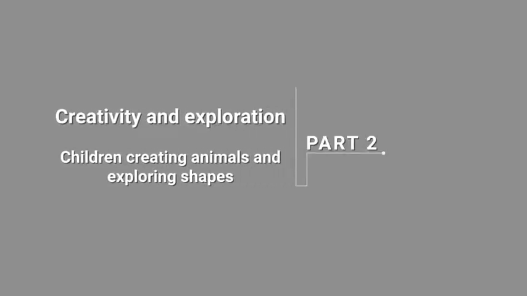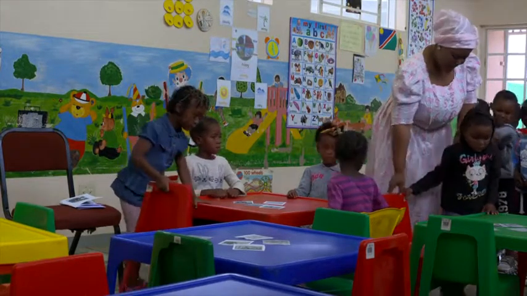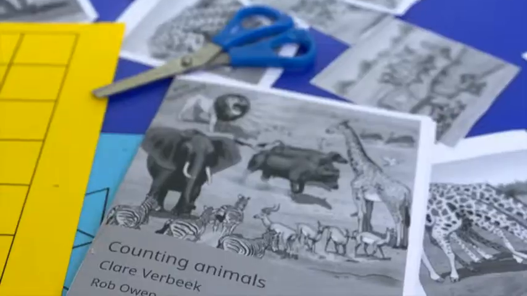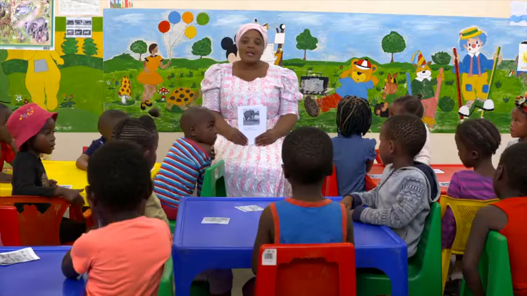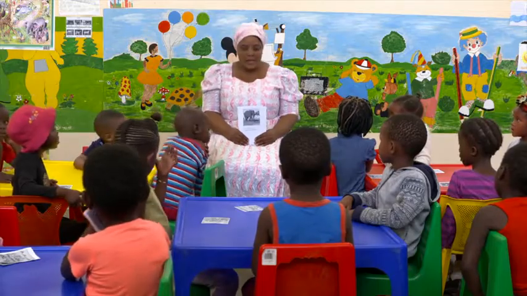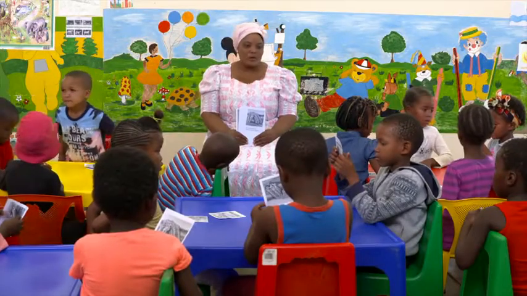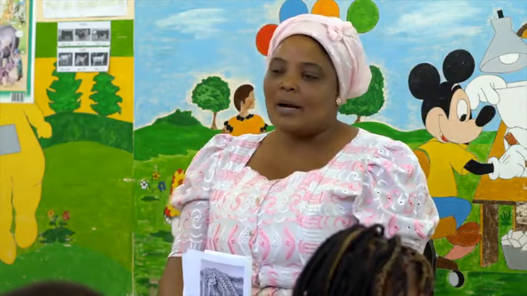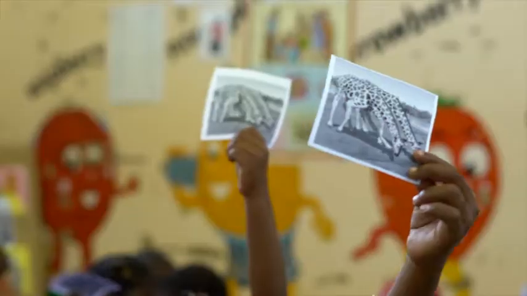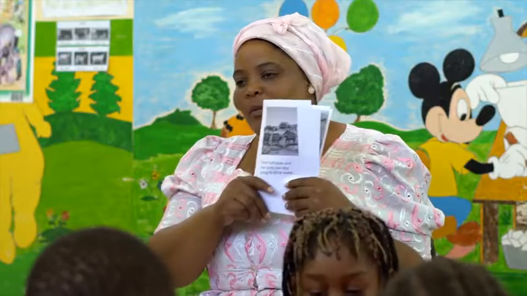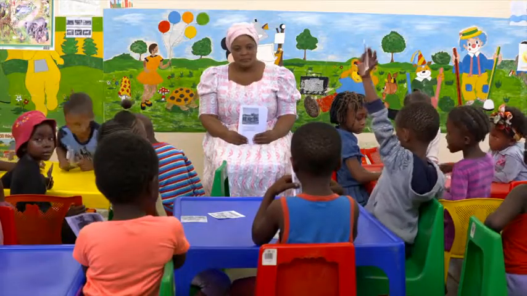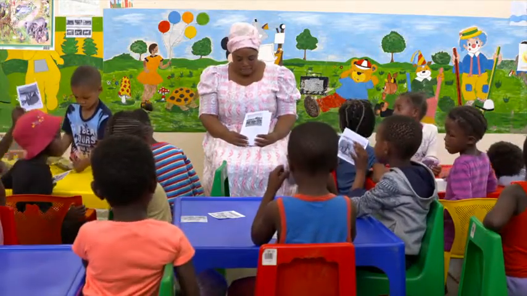Part 2. Children creating animals and exploring shapes. In Part 1, you saw Margriet Isaacs, ECD educator from Paulus Govase Preschool in Windhoek, Namibia, preparing the children for a creative activity. In Part 2, you will see children exploring and using paper shapes to create pictures of the animals which they discussed in Part 1. Margriet and the children had a conversation about different animals and about what was special about each one.